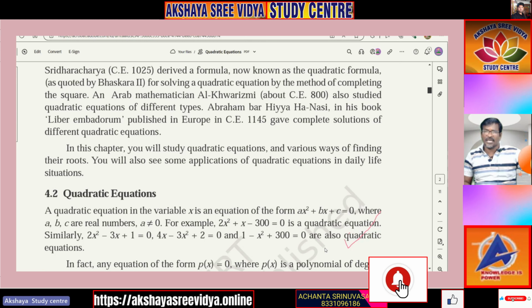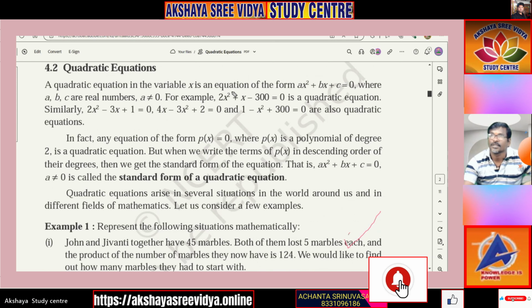Because here the variable is x and the highest power is 2, all of these are quadratic equations.